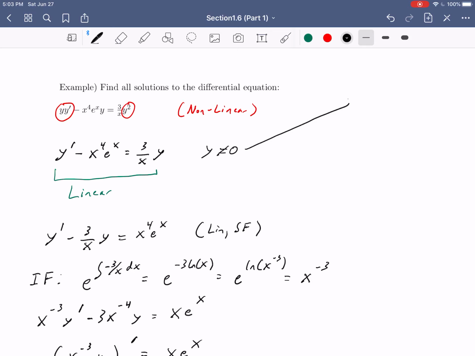So let's go ahead and do that. Let's check y equals 0. If y is equal to 0, then the derivative is also equal to 0. So this side is going to be 0 and 0. The right-hand side is also going to be 0. So left-hand side, 0. Right-hand side, 0. Do we care that there's zeros? No, we just care that this and this are always going to be equal. So this works. So y equals 0 is a solution.